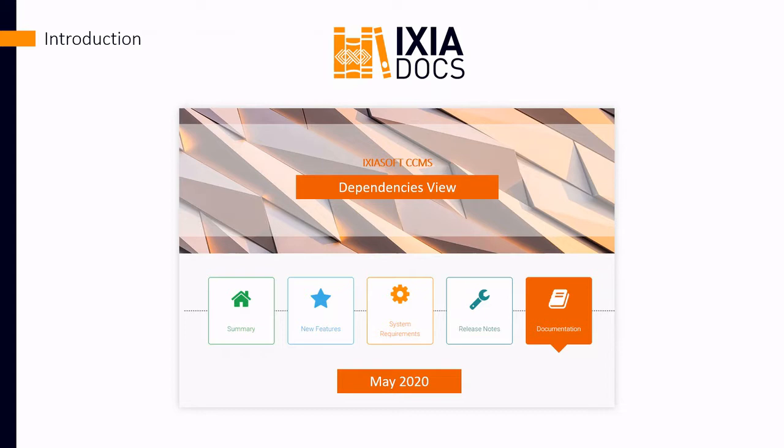Today, I'm going to take a look at one of the features in IXIASOFT CCMS Web 6.1, the Dependencies View. If you've used IXIASOFT CCMS Desktop before, then you're already familiar with the basics of how this view works. But for IXIASOFT CCMS Web 6.1, it has been reimagined by our product team to be a lot more straightforward to use, and a lot nicer to look at, too.